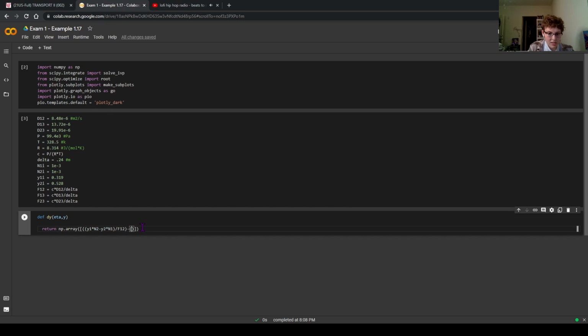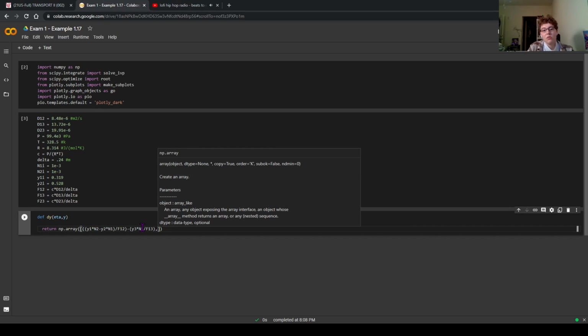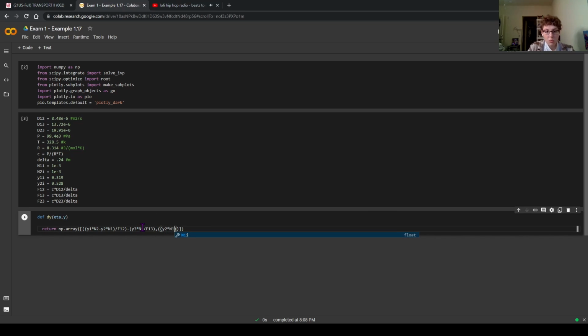And then we are going to subtract from that the interaction between 1 and 3, which ends up just being y3 times the mole fraction of component 1 divided by F13. And then we can write out our driving force equation for component 2, which is very similar to component 1: y2 times n1, the mole fraction of component 2 times the molar flux of component 1, minus the mole fraction of component 1 times the molar flux of component 2, and then all of that is divided by F12 again. And then once again, we are going to subtract the interaction between 2 and 3. So that comes out to be the mole fraction of component 3 times the molar flux of component 2 divided by F23.